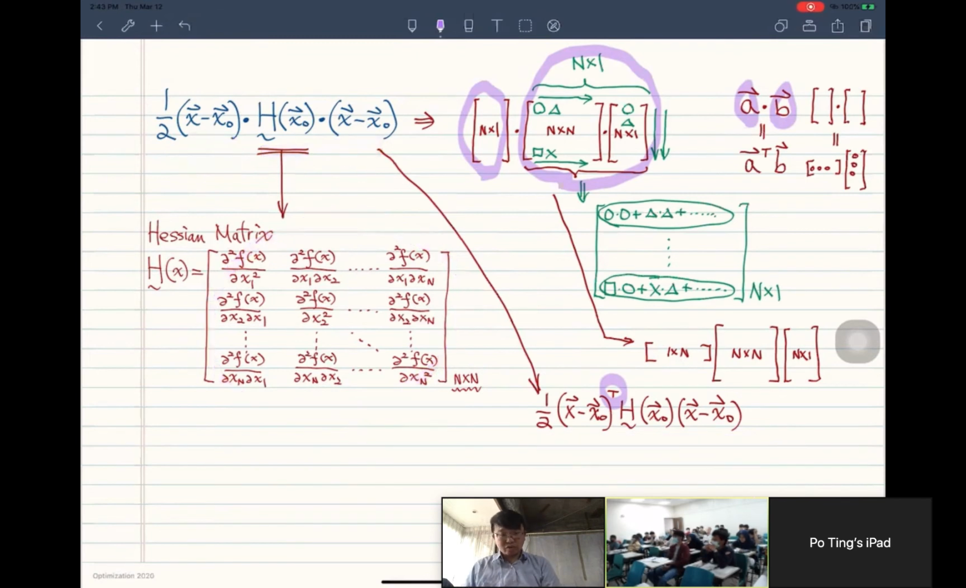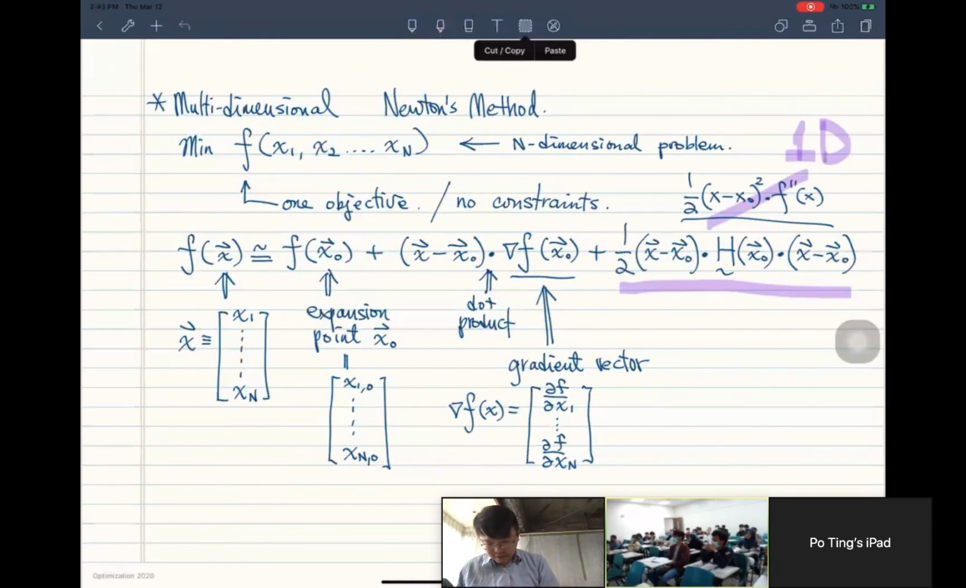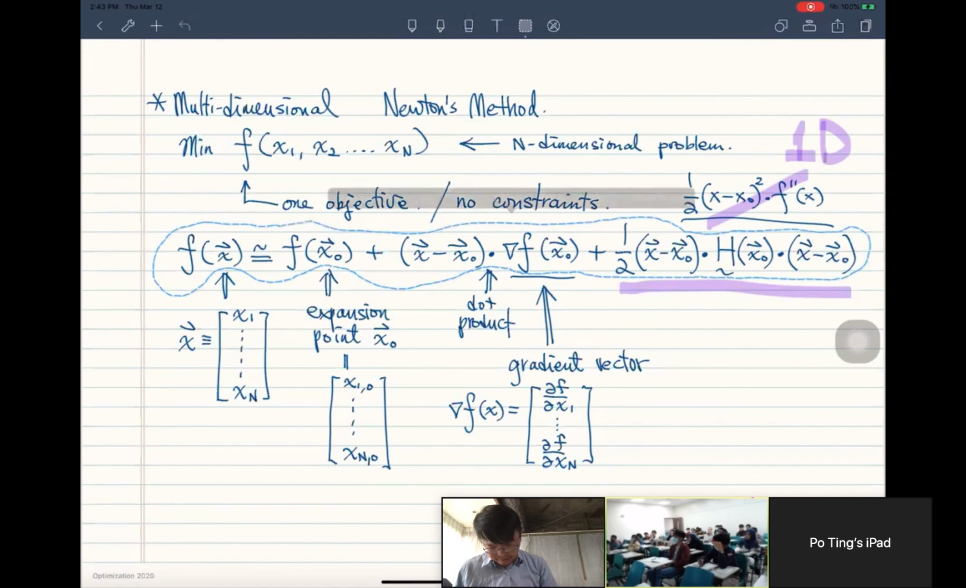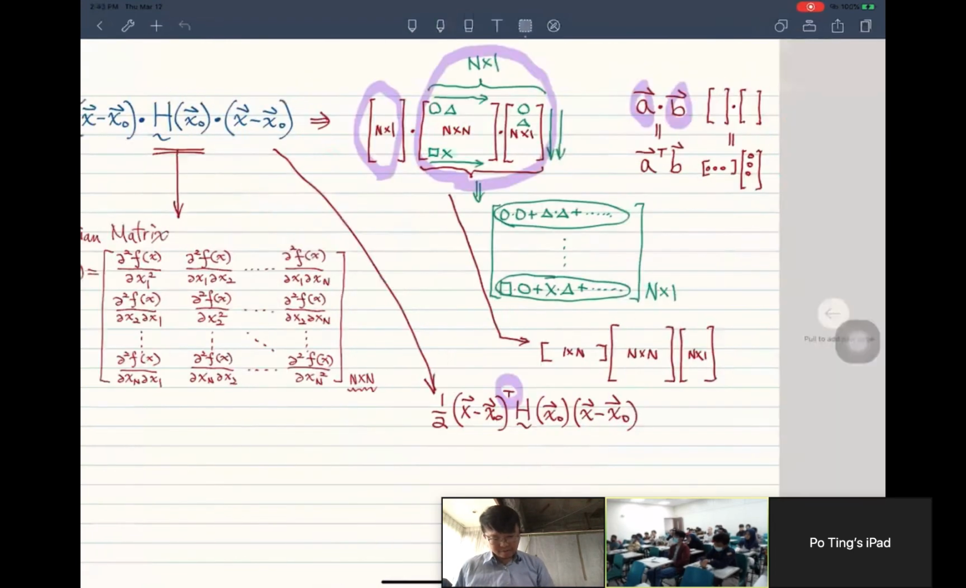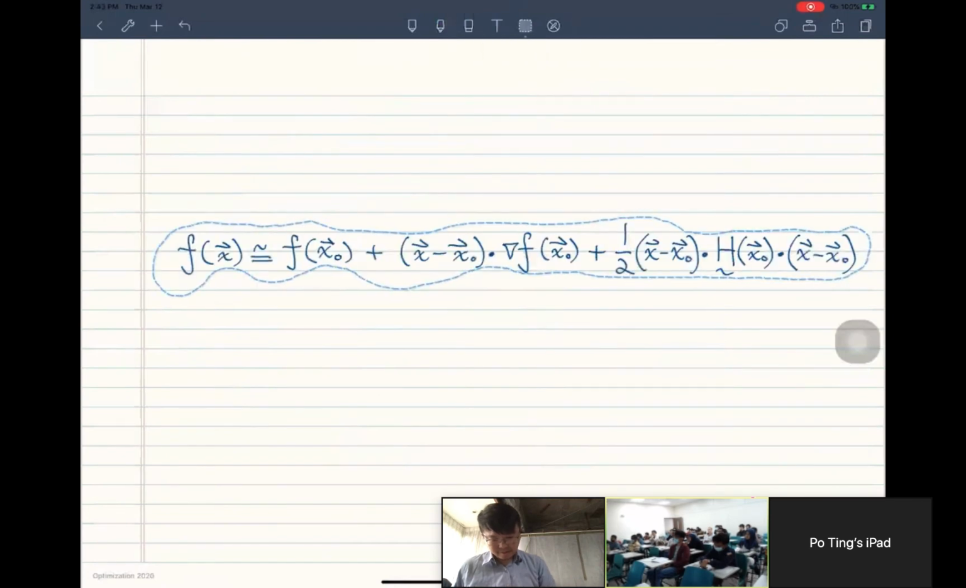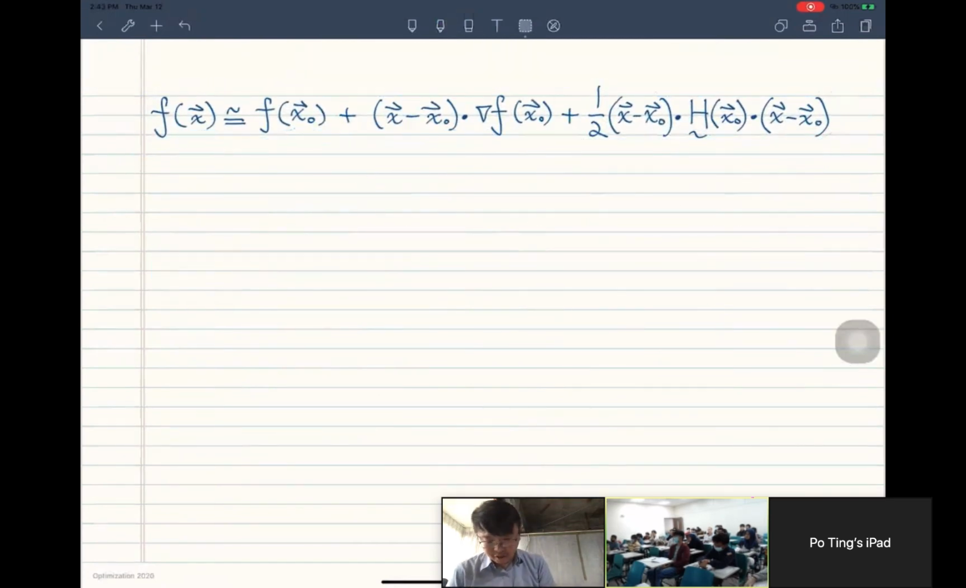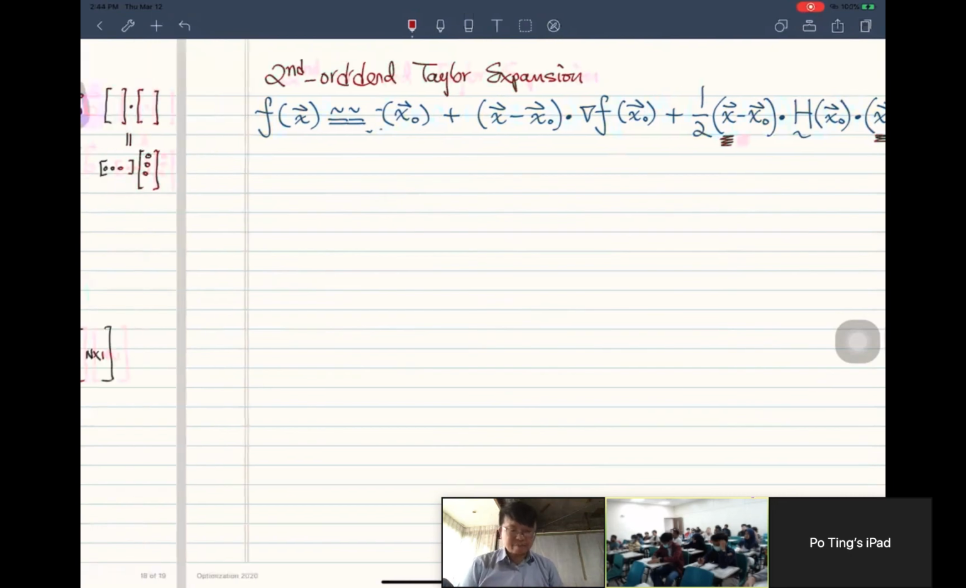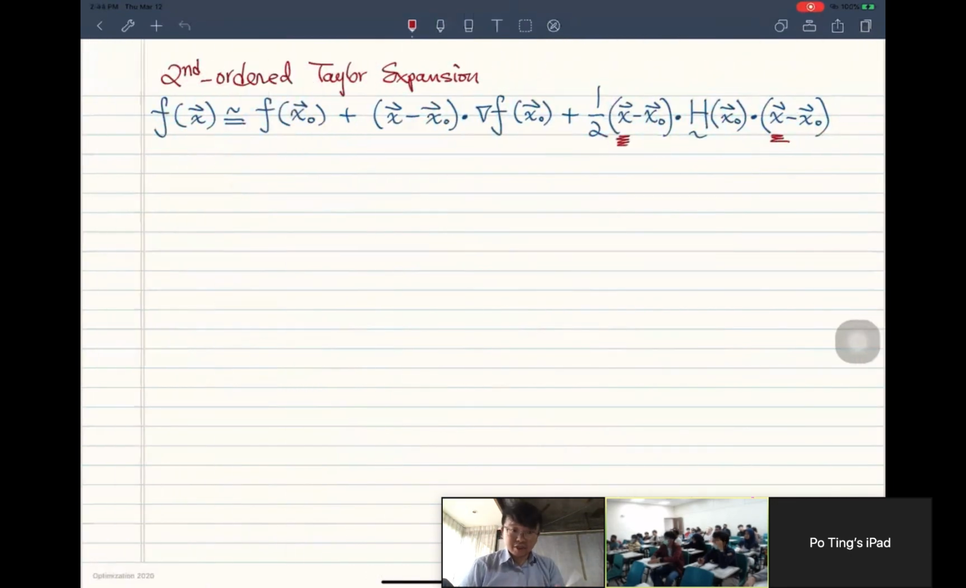So let's get back to the original equation. Here is our Taylor expansion, only the second order approximation, the second order Taylor expansion. Because where is the second order term? x multiplied by x becomes second order, x squared, right?